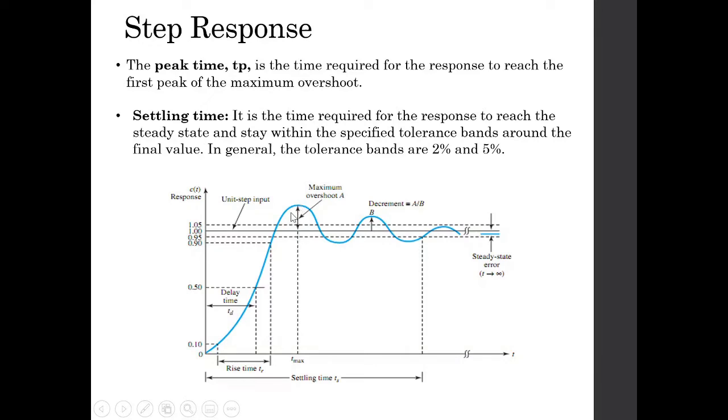The maximum overshoot is the value of your system response greater than the final value. Now this is your final value. Whatever the value above this point, that will contribute to the maximum overshoot, which is marked by A here.